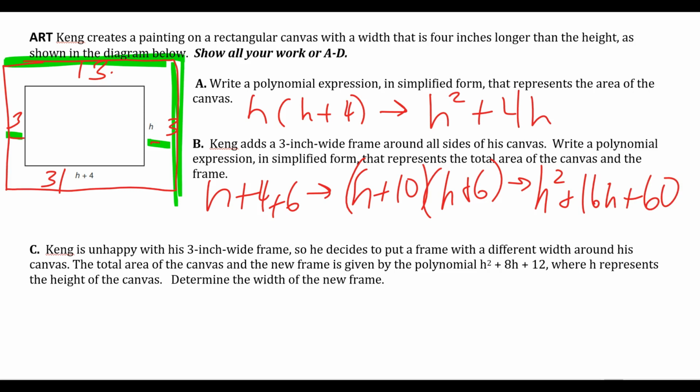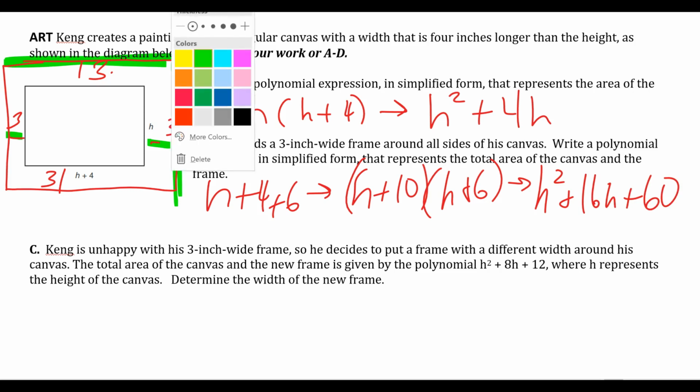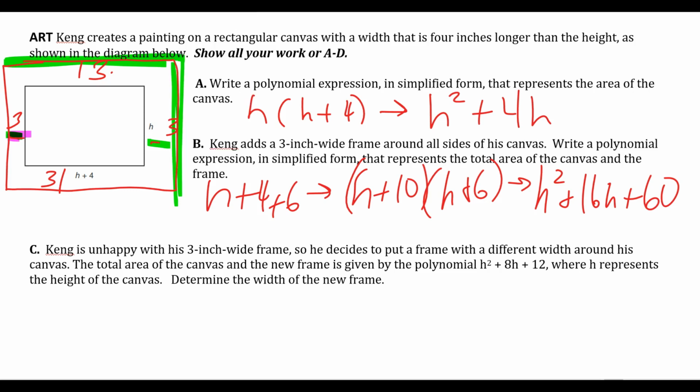Okay? Do not forget about this side right here and this side right here. Y'all see the colors it make? And then this right here and this right here. Do not.